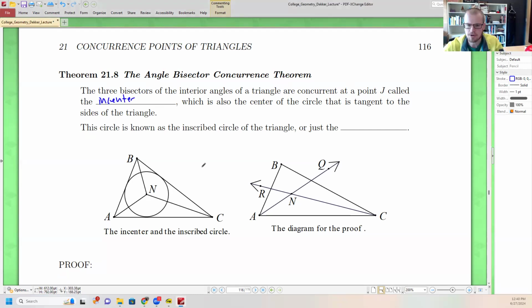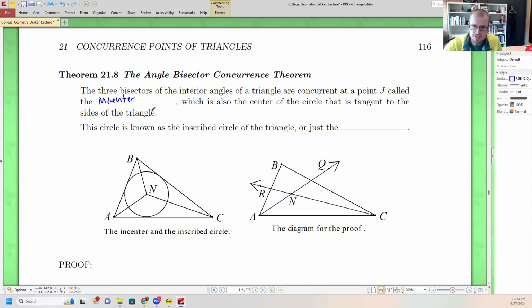My apologies for the pause there. I was looking at the point J and here it's labeled N. So I'm not sure why there's that mismatch, but call it N if you want to, or that maybe is inconsistent with what we saw later. Call it J down here. Doesn't matter. This is the point that they're referring to, though.